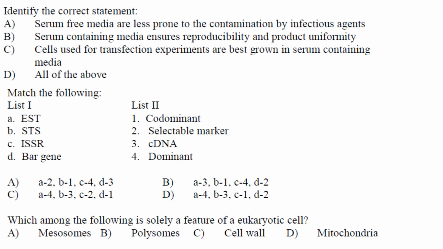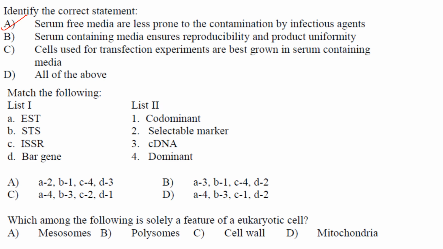Then identify the correct statement. Serum-free media are less prone to contamination by infectious agents. Yes, because it is free of serum. Answer A is correct. Serum containing media ensures reproducibility and product uniformity. No, they introduce variability. Then cells used for transfection experiments are best grown in serum containing media. No. They are often grown in serum-free media because serum will interfere with the transfection. So answer is option A.